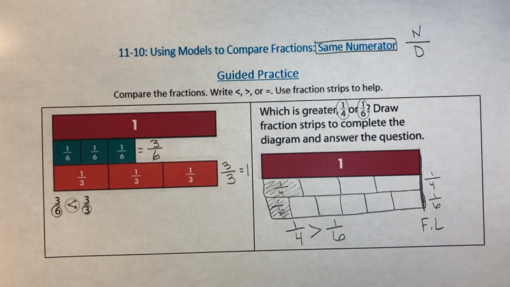So again, when the numerators are the same, we ask ourselves, do I want to share with the denominator for either fraction? And it's kind of the opposite of the denominator trick. So when the numerators are the same, it's the opposite. The smaller the bottom number, the bigger the fraction.